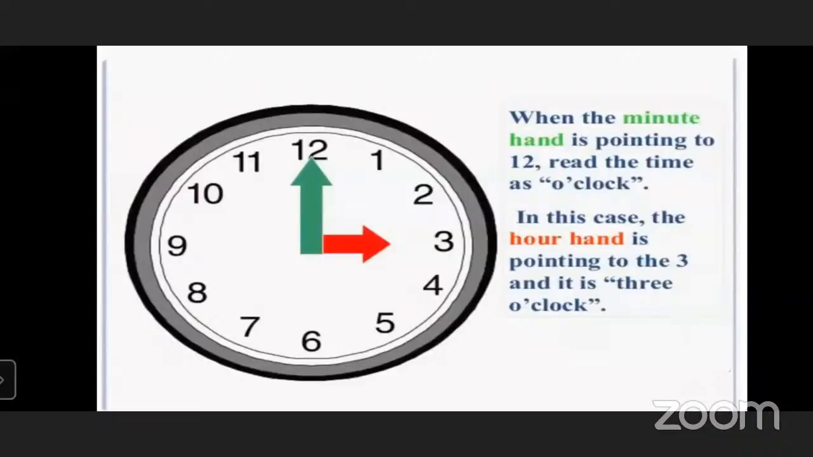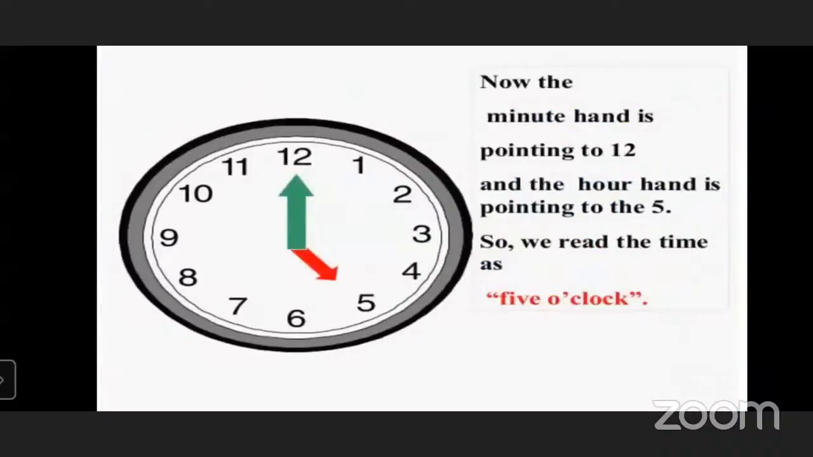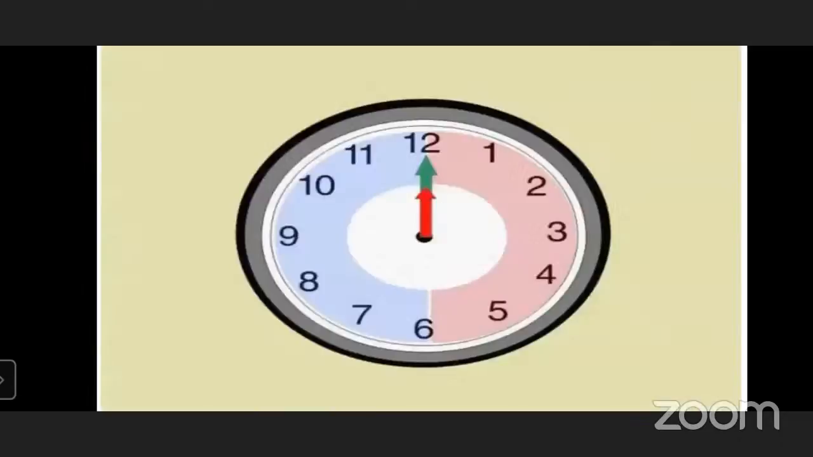So whenever the minute hand is pointing at 12, it is called o'clock. Whenever our hour hand is on 3, we tell the time as 3 o'clock. Now the minute hand is pointing to 12 and the hour hand is pointing to 5, so we read the time as 5 o'clock. What do we read the time as? 5 o'clock. Very good.